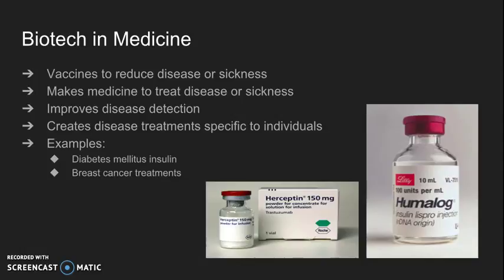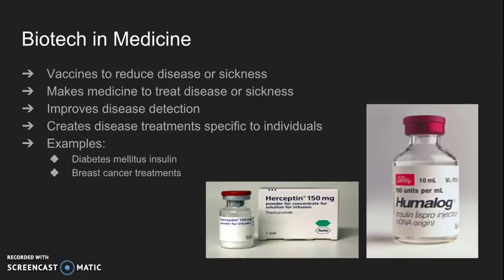And some examples would be insulin that individuals that have diabetes would need in order to be able to regulate their blood sugar levels. This insulin is harvested in a biotechnology lab. And I have a picture of what this vial actually looks like. And you can actually see that it says on the bottle that it is insulin of a special DNA origin, meaning it's made using DNA in the lab.